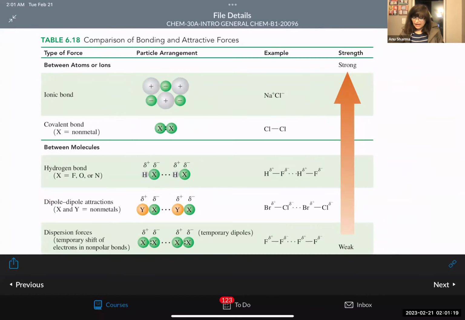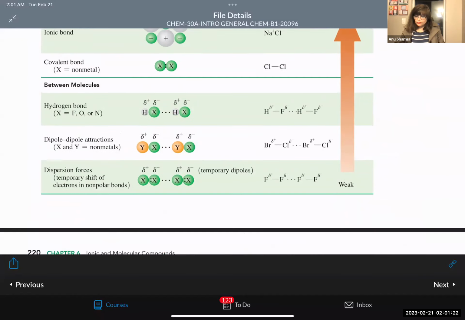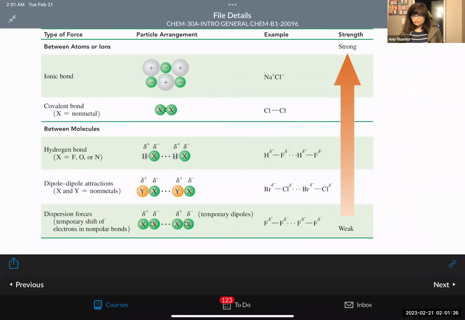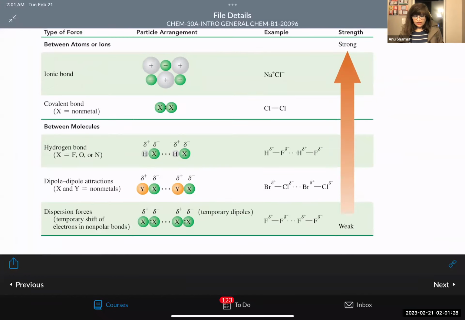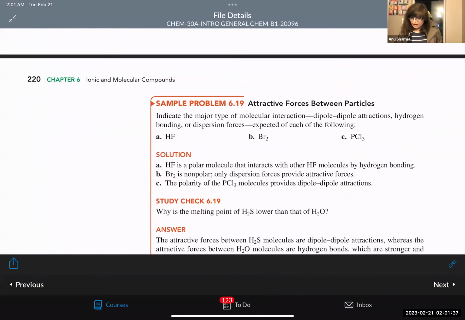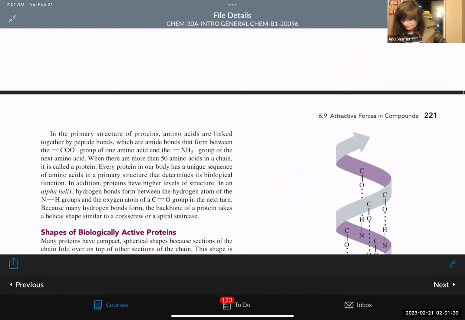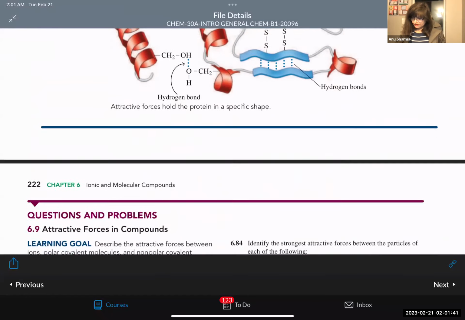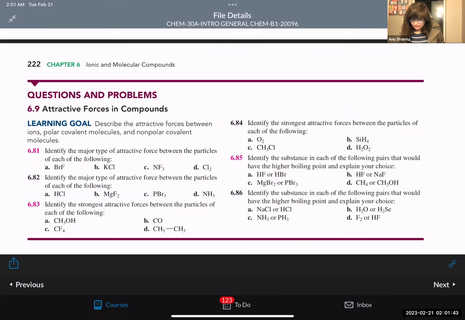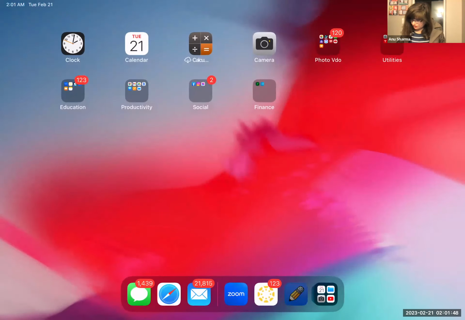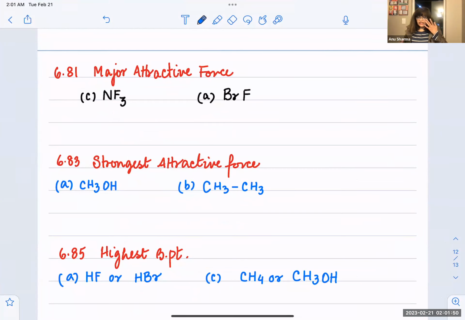Okay, so we see that as more and more attraction comes into play, the bonds become strong also. So hydrogen bond is a very strong bond, stronger than dipole, which is stronger than dispersion forces. Okay, so now let's look at the problems here. So 81, 83, and 85. All right. So 81, major attractive force.